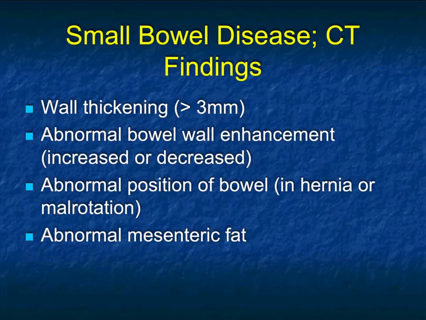We talk about enhancement being abnormal, increased enhancement or decreased enhancement. With ischemia, early you may see increased enhancement, and late you may see decreased enhancement. Position of bowel. Is the bowel in the abdominal cavity? Is it where it's supposed to be? Or is it a hernia, external or internal hernia? Is there malrotation? Look at the vessels carefully.